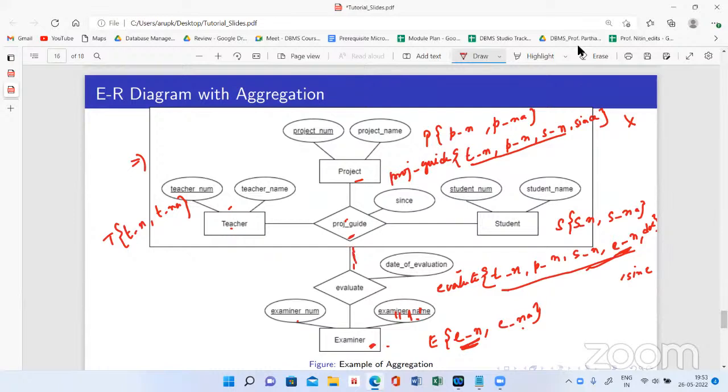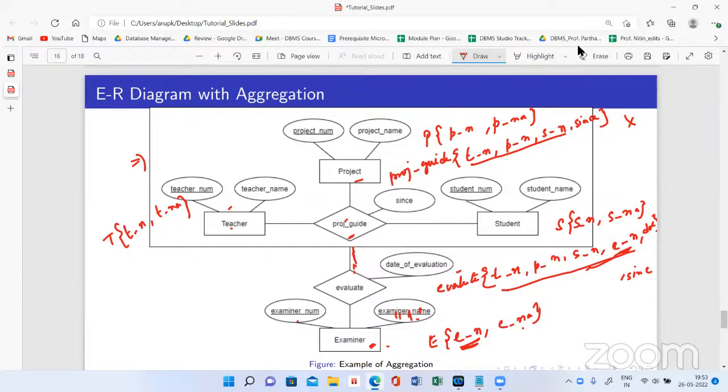Yeah, it's a line. We need to make examiner number part of the primary key only if a project is evaluated by 2 examiners. No, that's done. That's done means I'm telling you, only if I have a double line over here can I completely remove the project guide table. Otherwise, I need to have a project table.